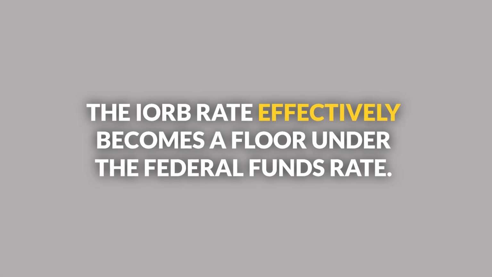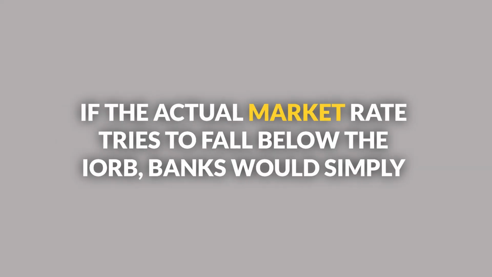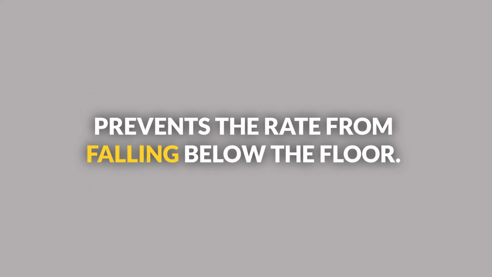The IORB rate effectively becomes a floor under the federal funds rate. If the actual market rate tries to fall below the IORB, banks would simply keep their money at the Fed instead of lending it out. That arbitrage prevents the rate from falling below the floor.